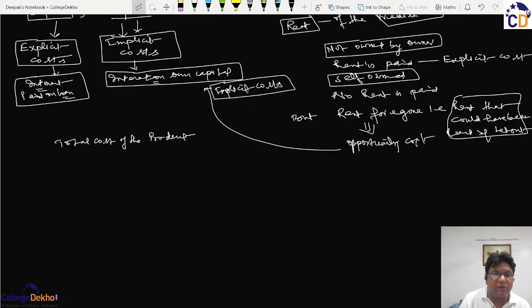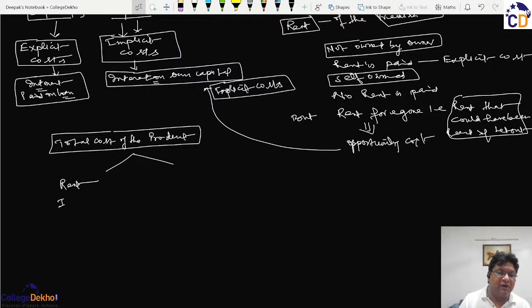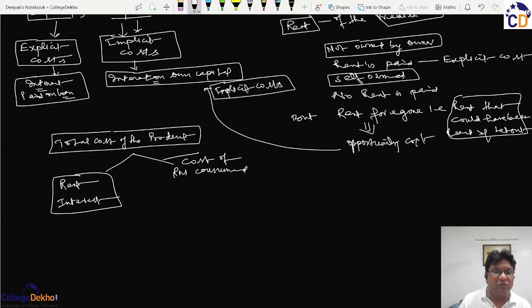But when we analyze this total cost, let's say through an example, the first example that I put was rent or the interest. And if I compare these two costs with the raw material consumed, that is the cost of raw material consumed, there seems to be a stark difference between the two.